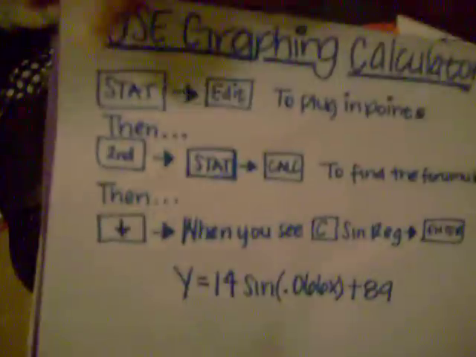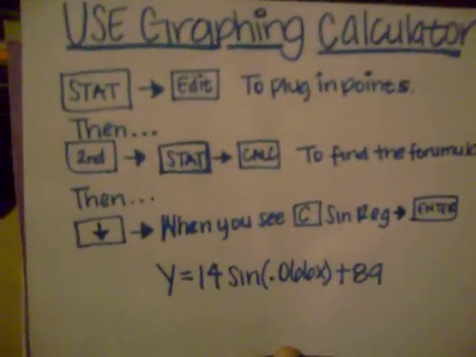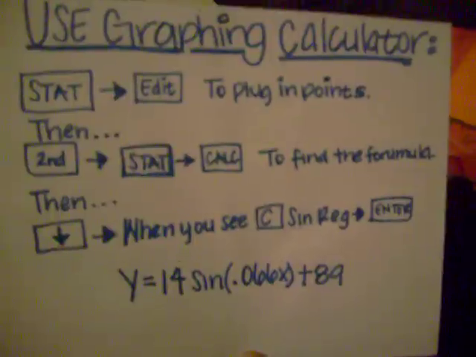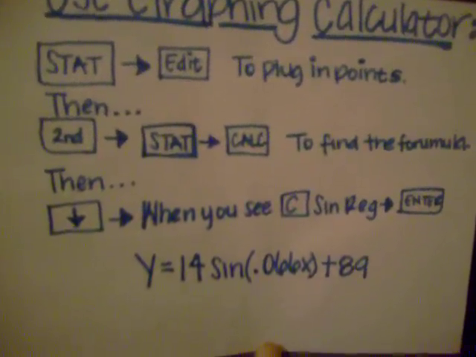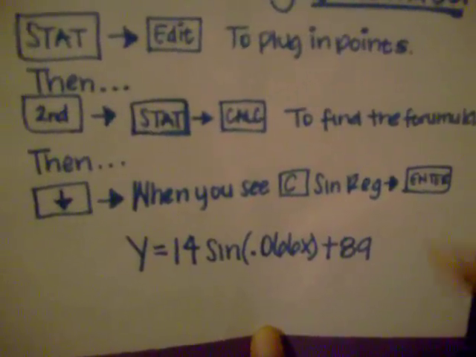Graph the data on a graphing calculator to find a function P of t and try to model the data using sinusoidal regression. If this does not work, then you will need to do your best to eyeball a sine function which models this data. So you have to use your graphing calculator again. You go to Stat, Edit, plug in the points. Then you go to Second Stat, Calc to find the formula. Then you go down to SinReg and click enter. Then you would end up with this equation.